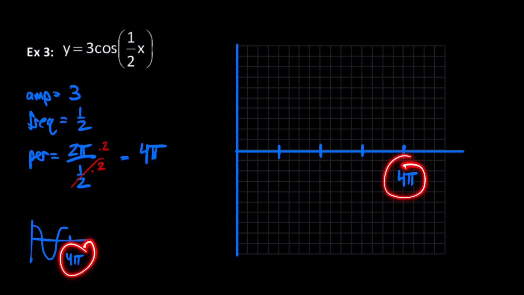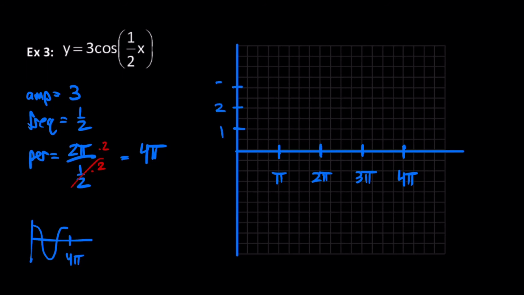Well, that's pretty easy, right? If that's 4 pi, I'm going by 1 pi each interval, so that's pi, 2 pi, 3 pi. My amplitude is 3, so let's see if I can maximize this. I'll go up 2 blocks, call it 1, 2 more blocks, call it 2, 2 more blocks, there's 3. So in this direction, -1, -2, -3.